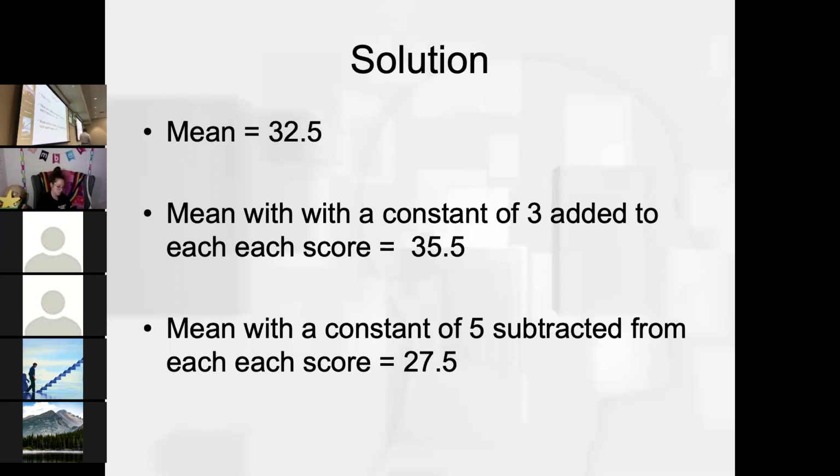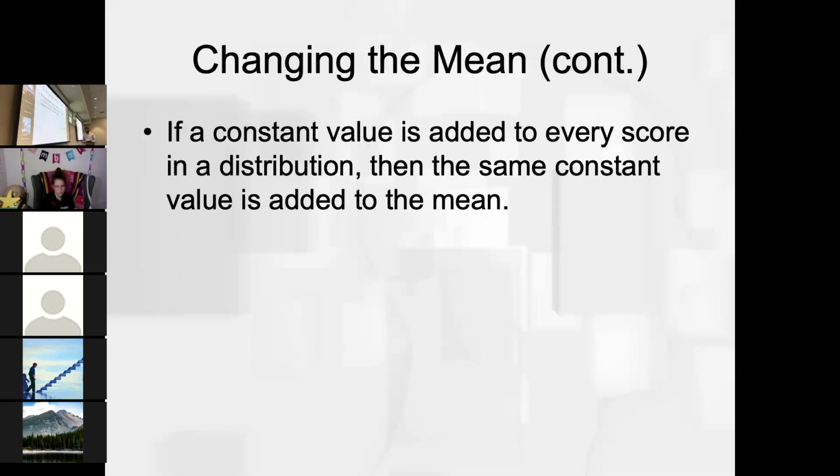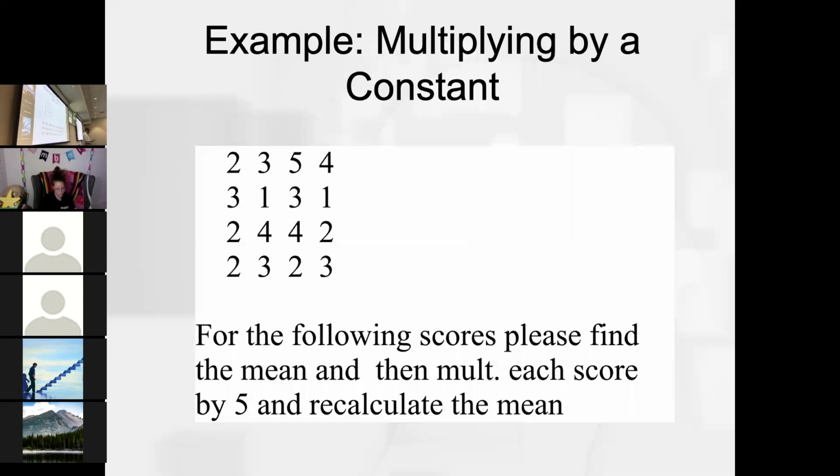So you have your mean of 32.5, add 3, you get that 35.5. Subtract 5 from the original, you get 27.5. Pretty straightforward. Like I said, if a constant value is added to every score in the distribution, then that same constant value is added to the mean.